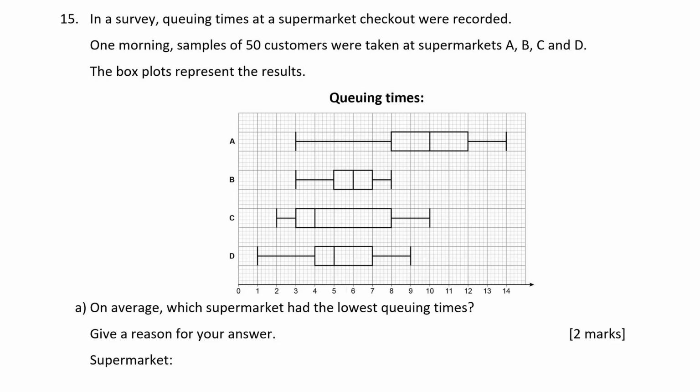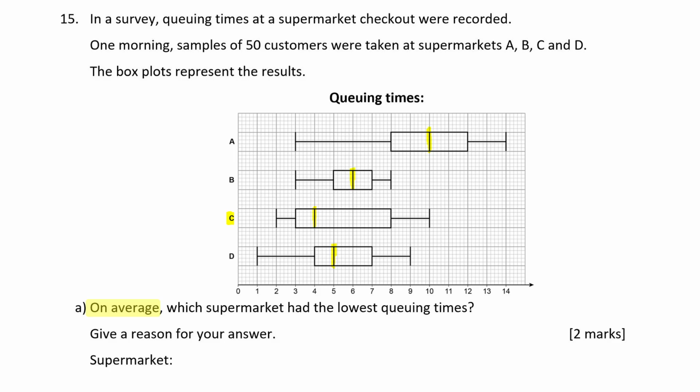Okay, so the question says, on average, which supermarket had the lowest queuing times? Give a reason for your answer. Okay, so average here would be the median. Now the median is the middle line in your box plot. So we're talking about this one here, and this one here, and this one here, and this one here. Okay, and the lowest queuing time average is going to be the one which is lowest down on the scale then. So that is going to be C, isn't it?